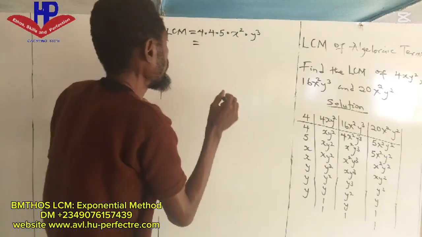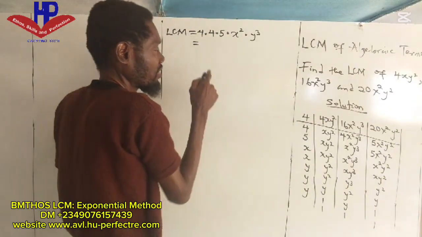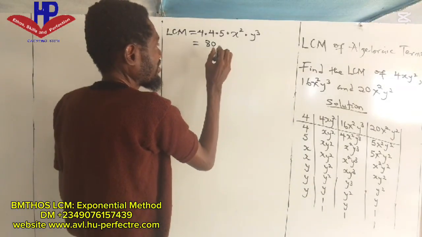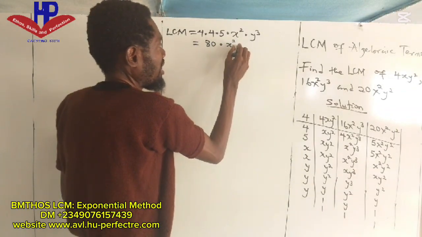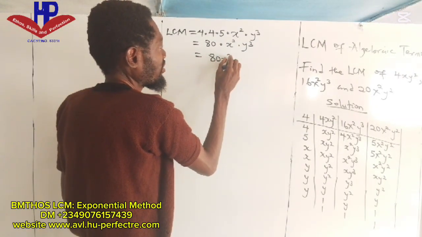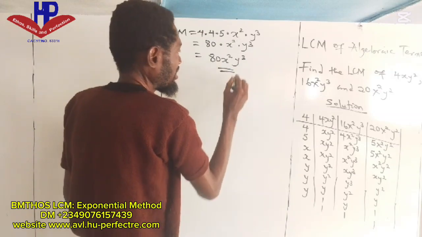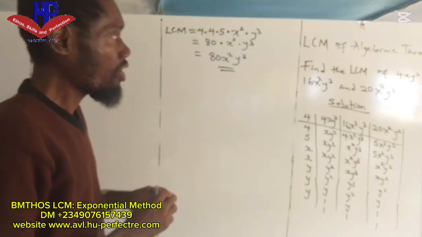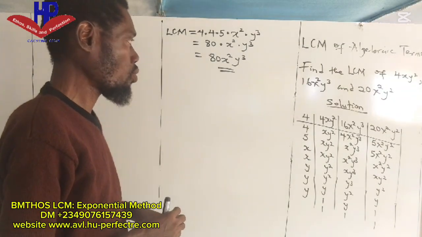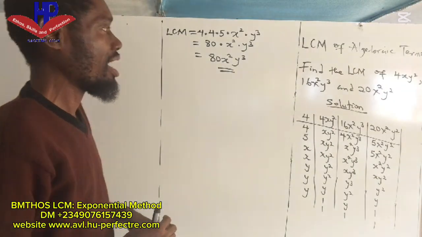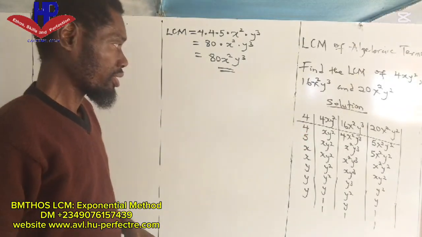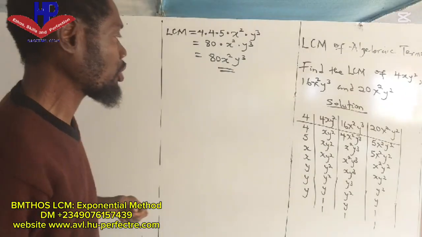Now, we have 4 times 4 is 16. 16 times 5 is 80 times x squared times y to the power 3. Our final answer is 80 x squared y to the power 3. This is the LCM of 4x y squared, 16x squared y cubed, and 20x squared y squared, using the tabular method. Now, quickly, let us run through the exponential method.